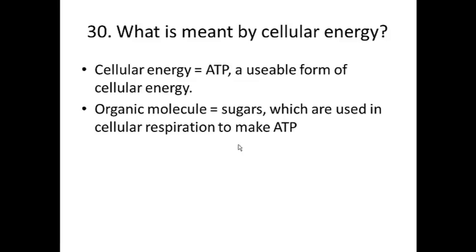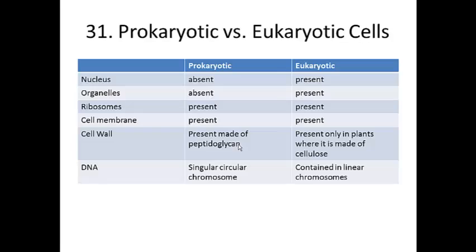So sugars are a long-term storage option for energy. The cell, the organism, plants store this, and they can use that whenever they need energy as ATP. ATP is a very short-lived, unstable molecule, so it doesn't hang around for very long. So organisms need to store sugar so they can make ATP whenever it's needed.